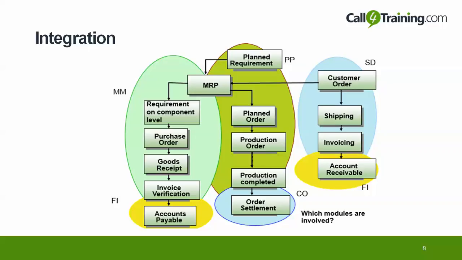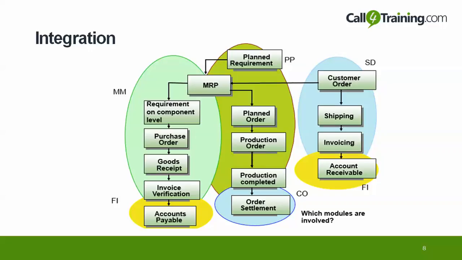And then you have, on the other hand, a planned order, a production order, and then production completed, and then order settlement. So all of it comes under PP and CO. On the other hand, when they have a customer order and then shipping and invoicing, then again it comes to accounts, it becomes FI. So that covers SD and FI. Now, MM, PP, SD are very, very closely related.